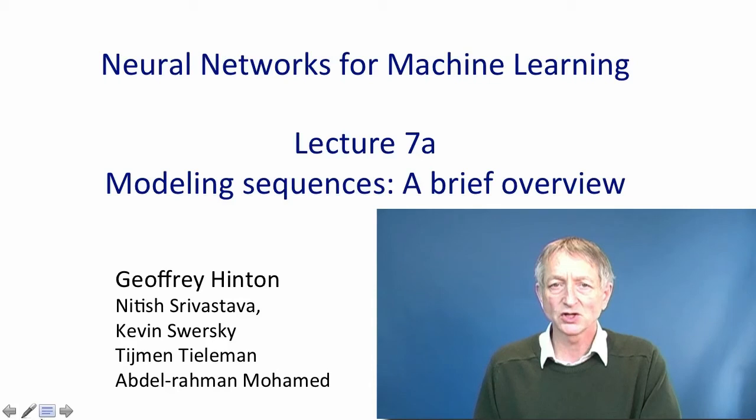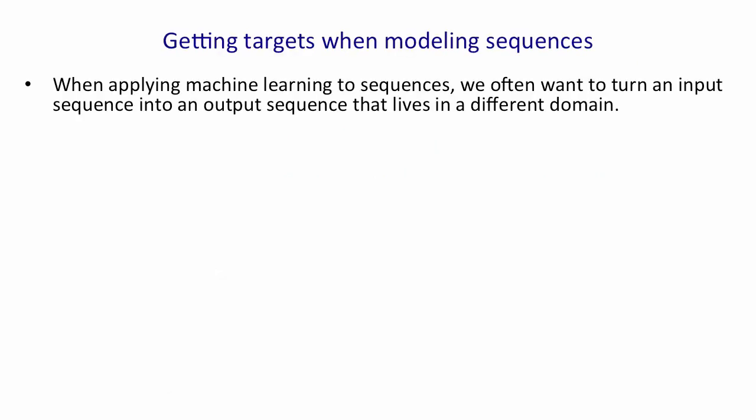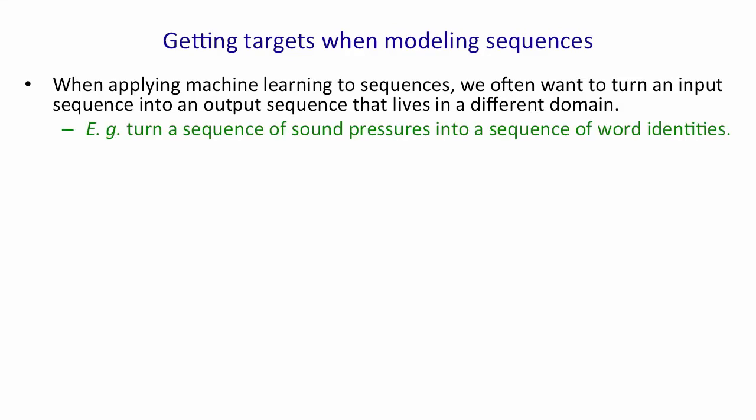Both of these are quite complicated kinds of models, and I don't expect you to understand all the details of them. The main point of mentioning them is to be able to show how recurrent neural networks are related to models of that kind. When we're using machine learning to model sequences, we often want to turn one sequence into another sequence. For example, we might want to turn English words into French words, or we might want to take a sequence of sound pressures and turn it into a sequence of word identities, which is what's happening in speech recognition.